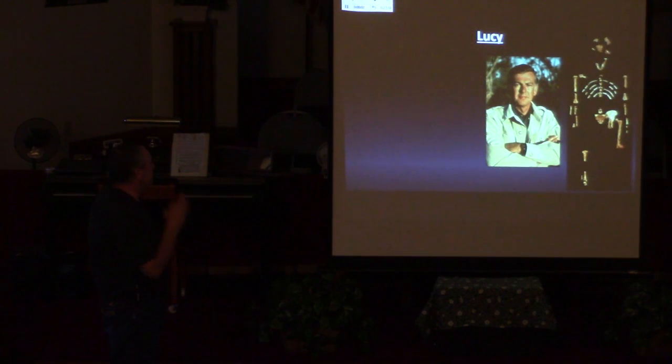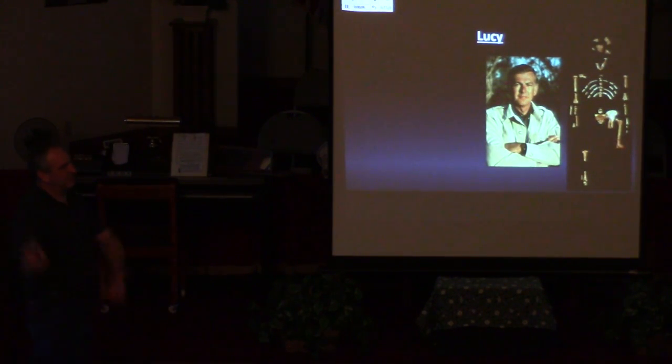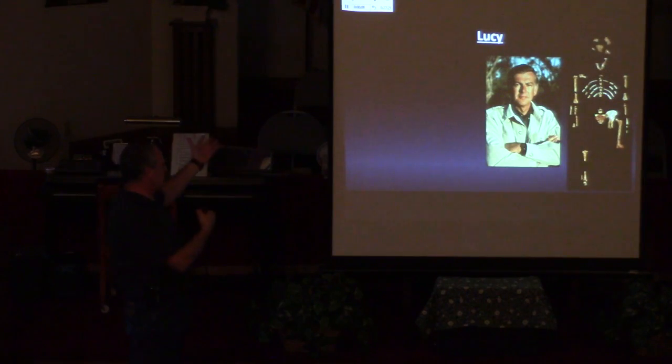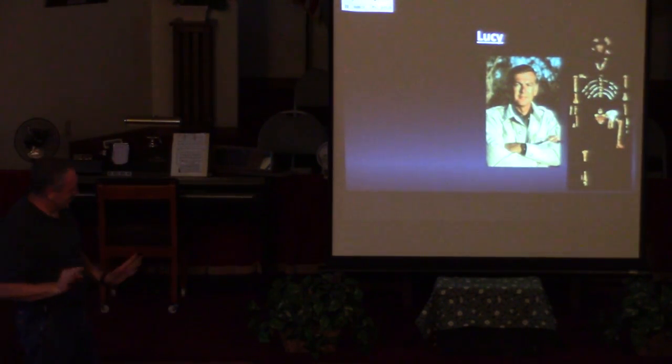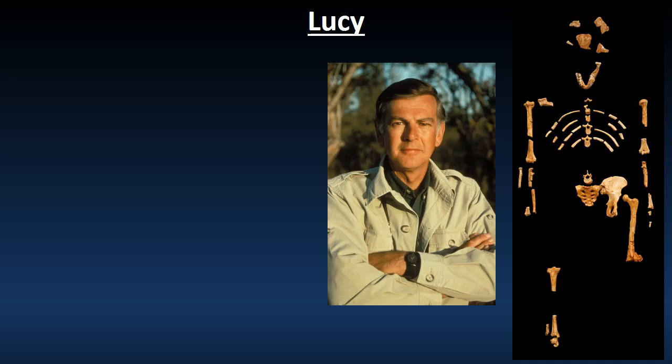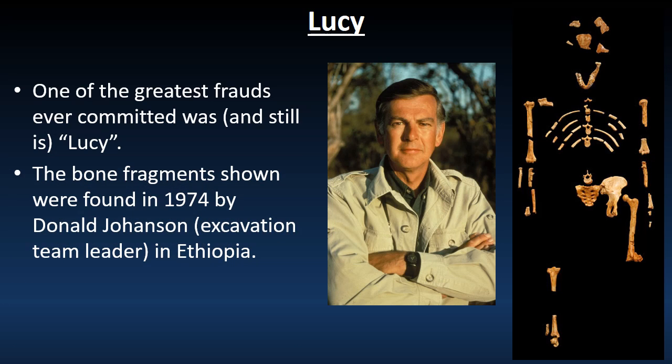Lucy, and this is the latest one. And this is just ridiculous. Now they've got to pull out, we don't have a caveman, we've got to get a cave woman in here now. We've manipulated everybody's brains enough, so we can do this now. So this is one of the greatest frauds ever committed. It was and still is the Lucy cave woman. The bone fragments shown on the right there were found in 1974 by Donald Johanson. He was the team leader in Ethiopia.